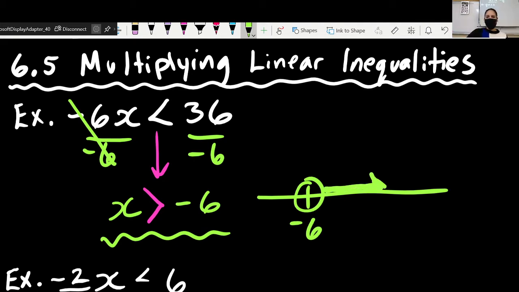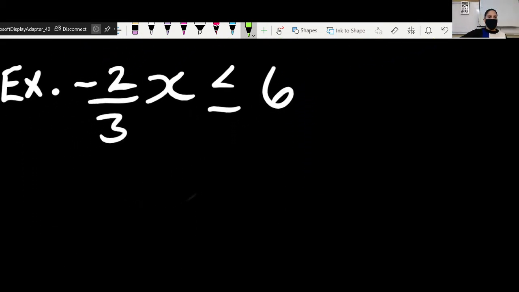Everybody good with that? But if I had forgotten to flip the sign, I would have drawn my solution the other way, which is completely wrong. It's the opposite of what the answer is. So do you see the importance of that? I really want to stress that. Make sure you know if we divide or multiply by a negative, we flip the sign. Good? That's the key, most important thing, I guess, for today's lesson.